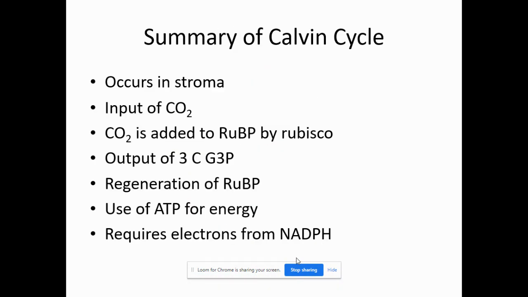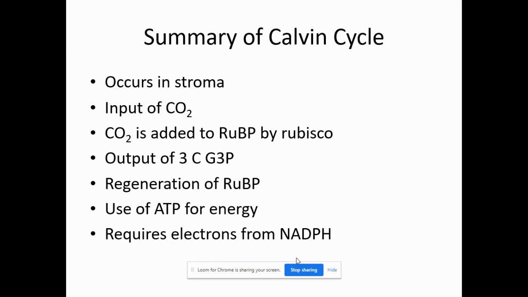All right. So it occurs in the stroma. You have to have an input of carbon dioxide, because it needs that to get the carbon to build the sugars. The first step is carbon dioxide is added to RuBP by that enzyme Rubisco. You have a regeneration of RuBP so it can run again.